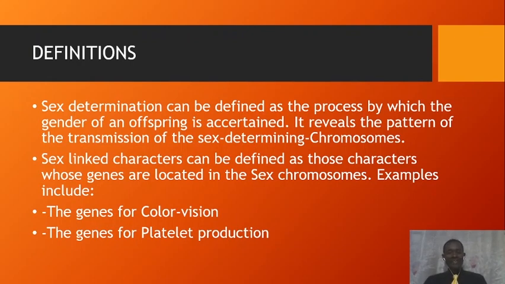I can give you an example, as you can see on your screen. You can see the genes for color vision. In other words, that gene that enables humans to distinguish between red color and green color and so many other colors, that is the gene for color vision. It is located on the sex chromosome. You can't find it on any other chromosome in the human cell except in the sex chromosome. So we call it a sex-linked character.